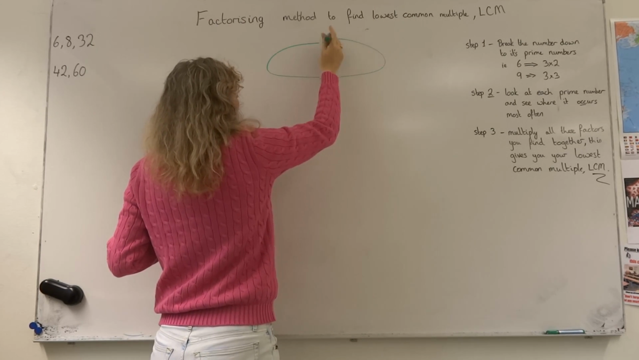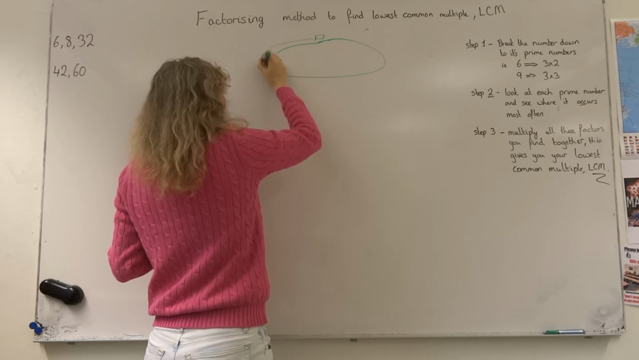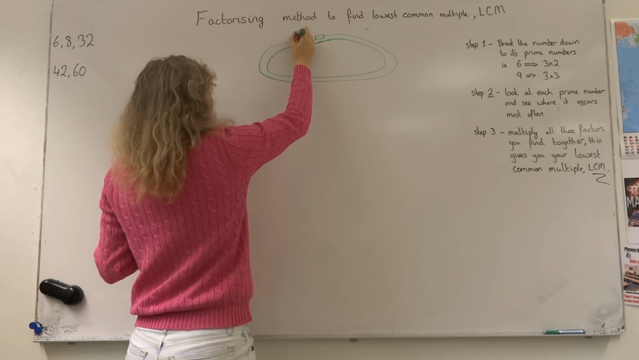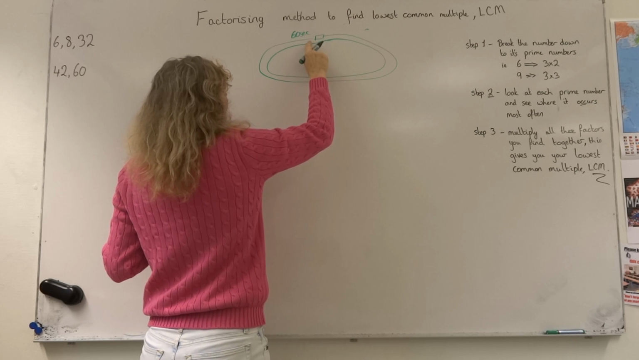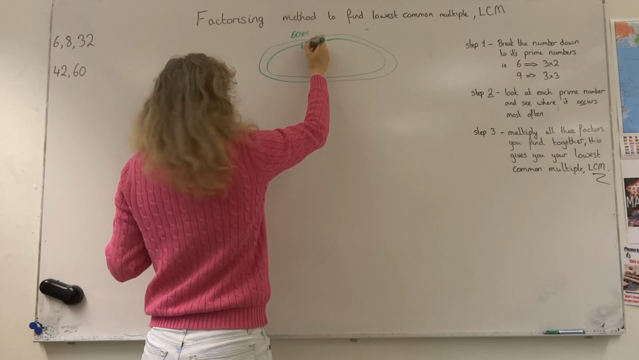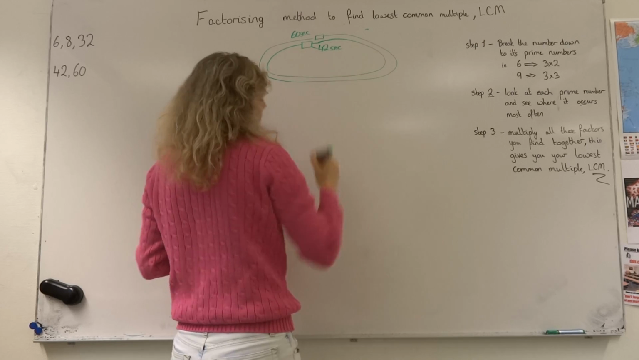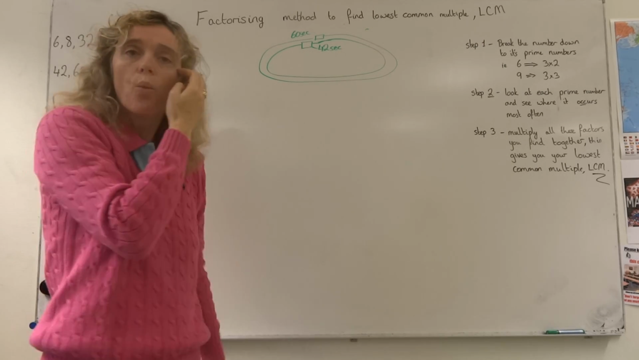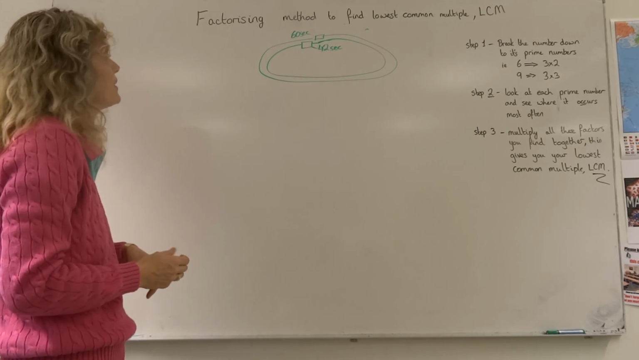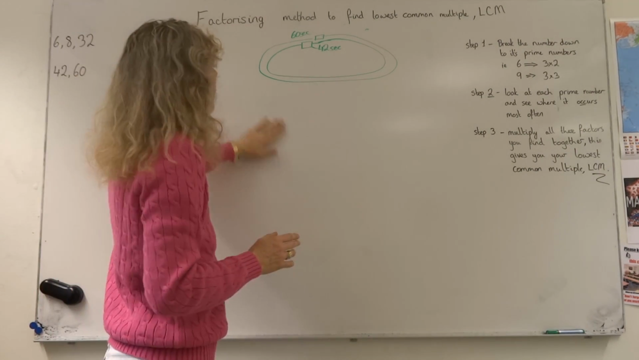You're playing electric cars, and you've got one car that's going around the track, and it's taking 60 seconds to go around. And the other car is only taking 42 seconds to go around. And the question is, when are these cars going to meet up? How long is it going to take for these cars to meet up? Well, if they start at the same time, you need to know when they're going to meet up.